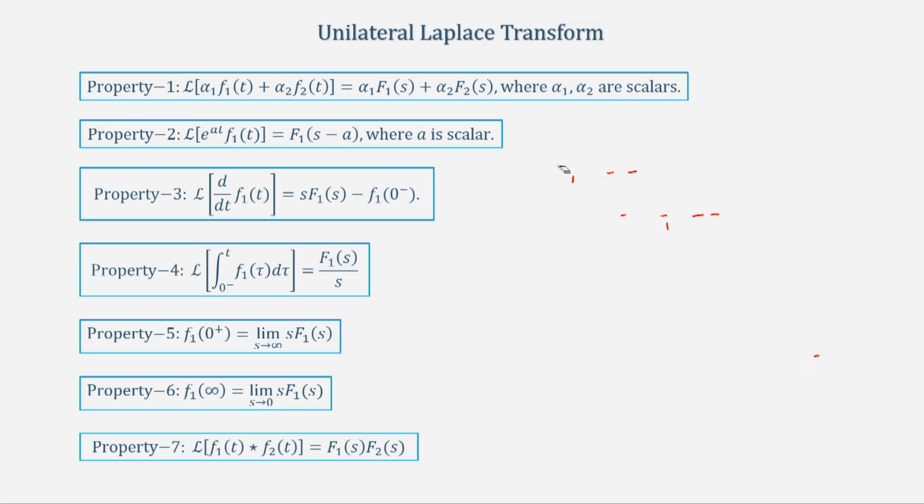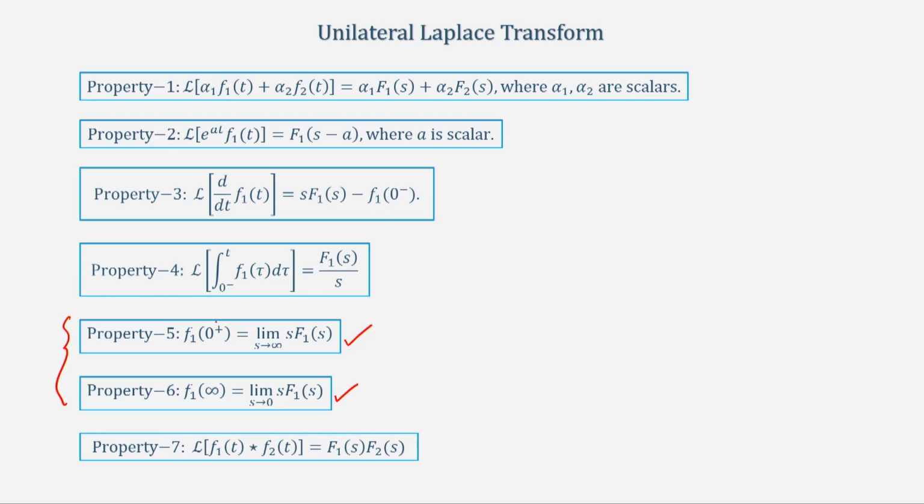Next comes integration. For differentiation, it was s multiplied by F(s). So, if f1 is the function, the Laplace transform of its integration from 0 to t will be F1(s) by s. Properties 5 and 6 are very important properties. This is called the initial value theorem and this is called the final value theorem.